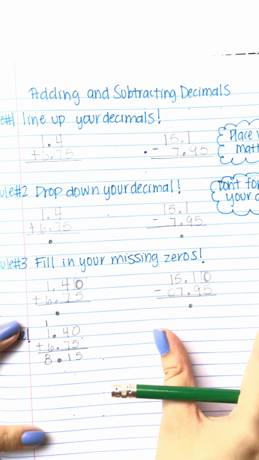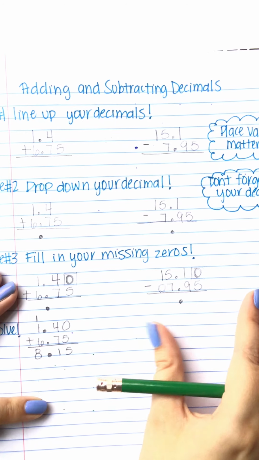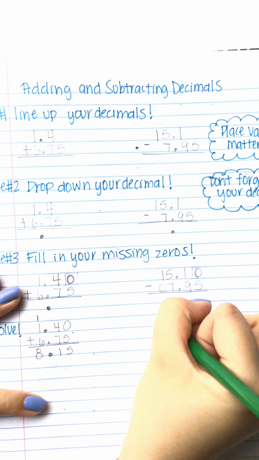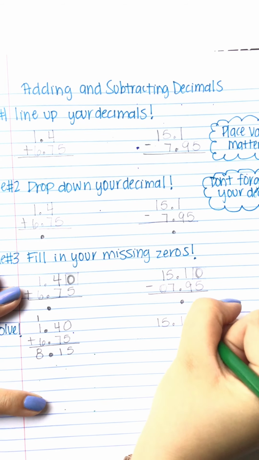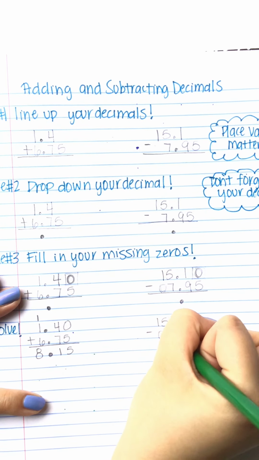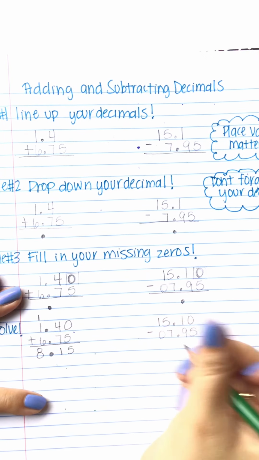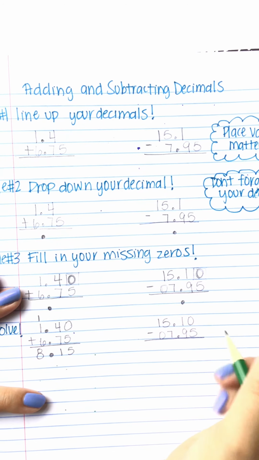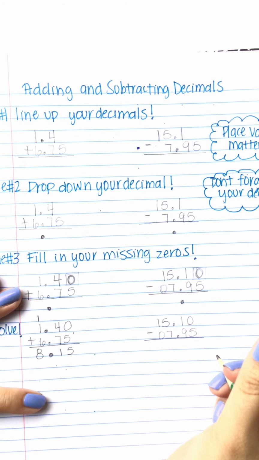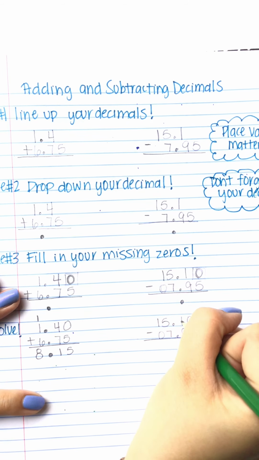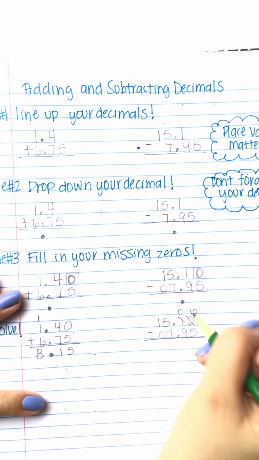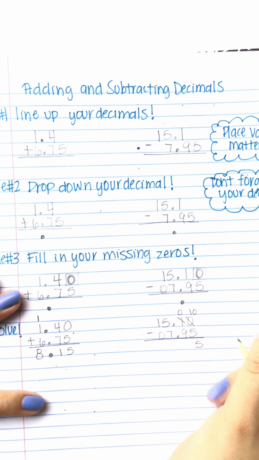For the subtraction problem, we're going to do the exact same thing. So we have 15 and 10 hundredths minus 7 and 95 hundredths. Okay. I cannot do 0 minus 5, so I have to regroup. This turns into a 0. This turns into a 10. 10 minus 5 gives me 5.